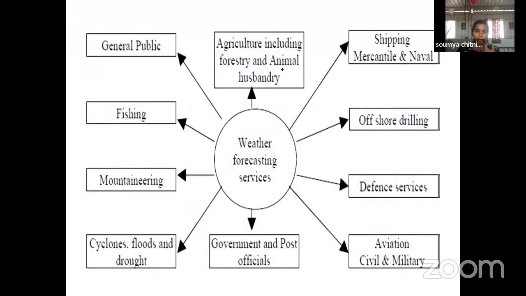So how is it actually helpful? Weather forecasting helps in agriculture, including forestry and animal husbandry. Agriculture is a wide sector where weather forecasting helps, and obviously for shipping, mercantile and naval operations, offshore drilling, defense services, aviation, government and post officials, cyclones, floods and drought, mountaineering, fishing, and the general public. So everybody is in need of this, right? We cannot take up any of our operations without knowledge of the weather. So weather forecasting services have a broad area of operation.